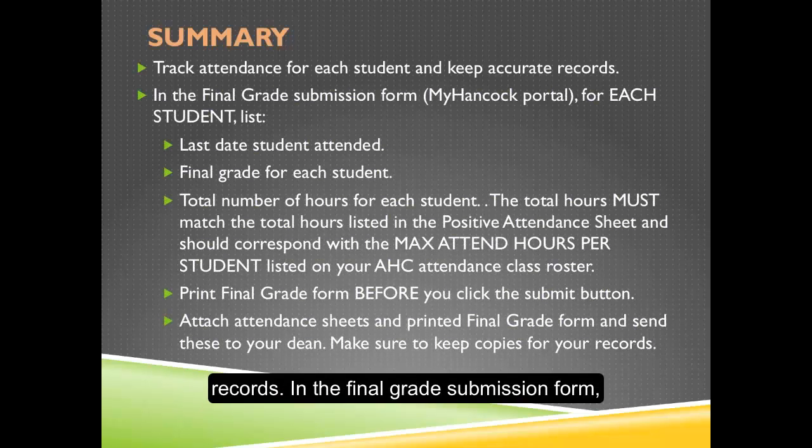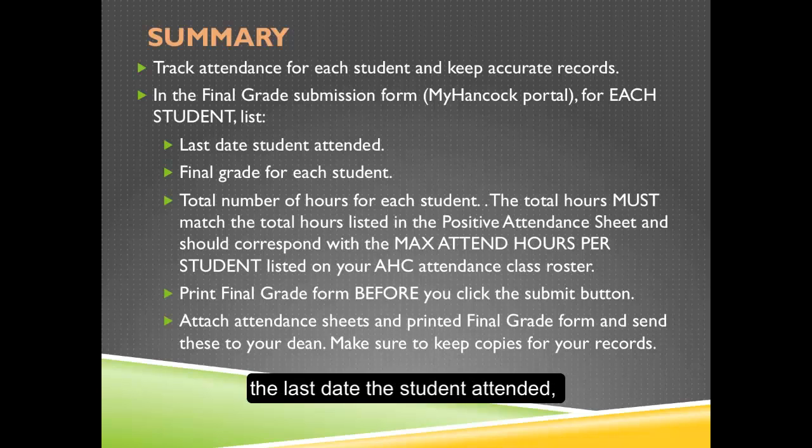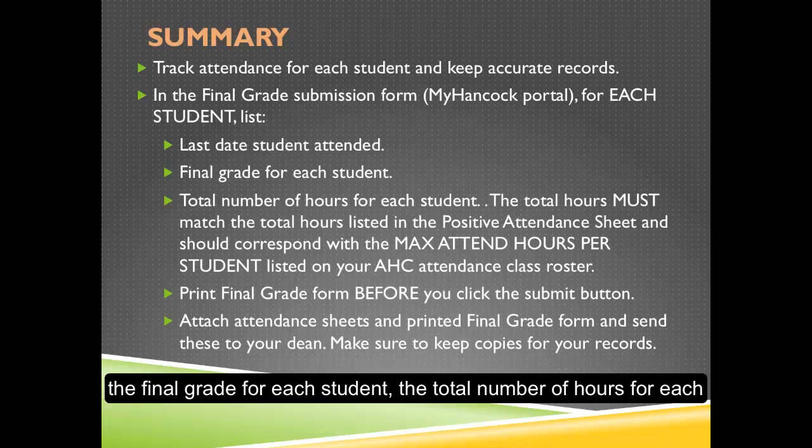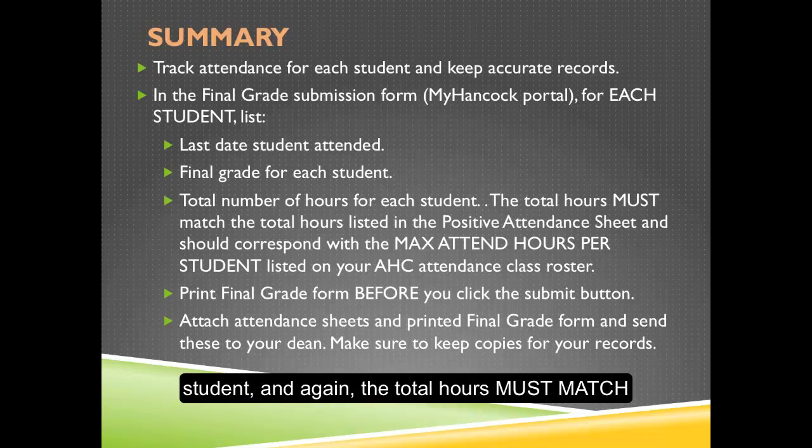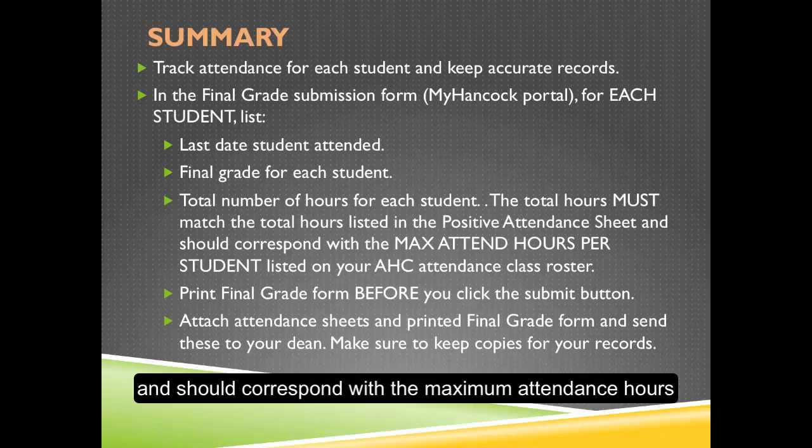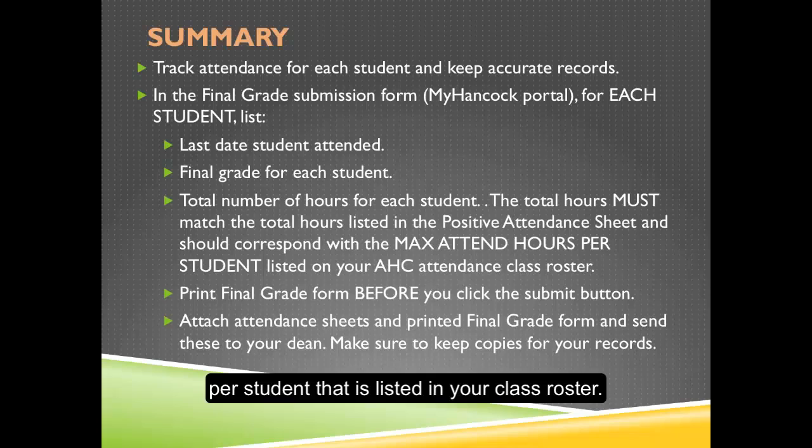In the final grade submission form, which can be found in the My Hancock portal, for each student, list the following: the last date the student attended, the final grade for each student, the total number of hours for each student, and again, the total hours must match the total hours listed in the positive attendance sheet and should correspond with the maximum attendance hours per student that is listed in your class roster.